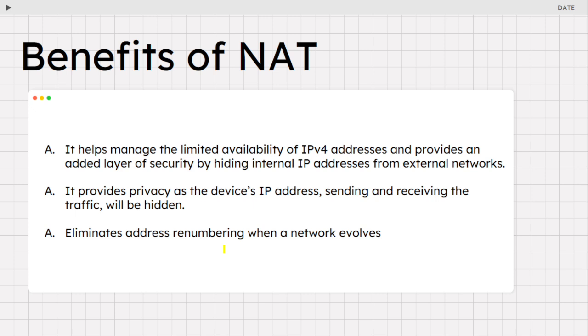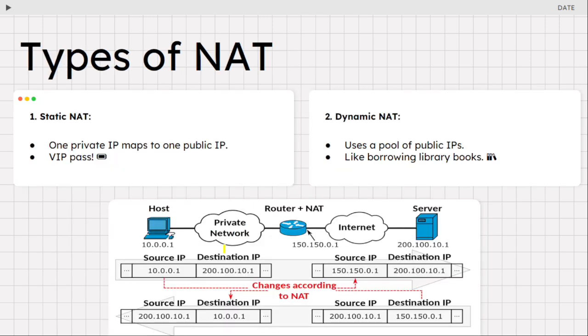NAT has several types. Let's check them out. The types of NAT: firstly, static NAT, then dynamic NAT, and lastly, PAT. Well, how does static NAT work? Static NAT creates a one-to-one mapping between a private IP address and a public IP address. It permanently associates a specific internal device with a specific public IP.